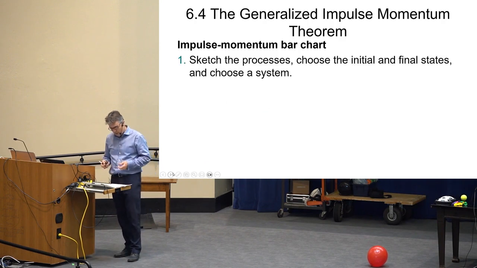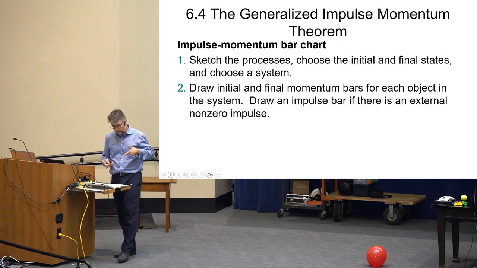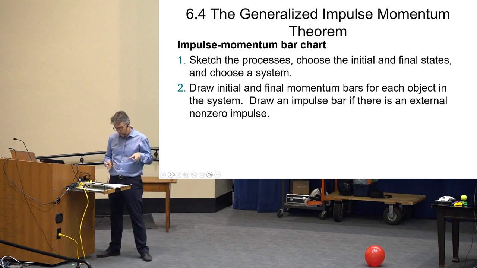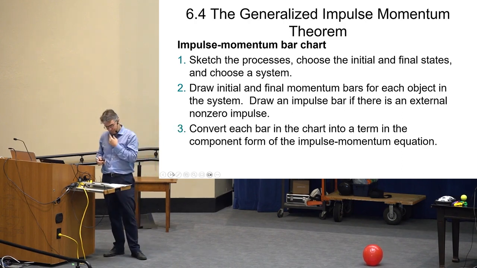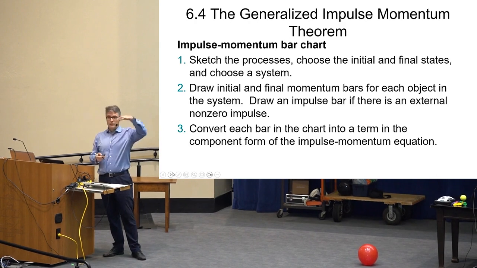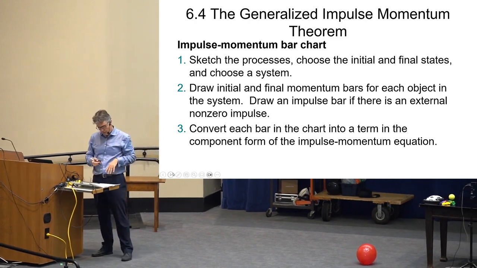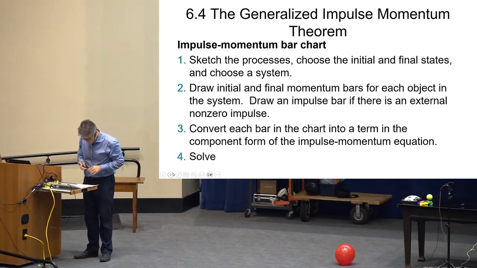So you can sketch the process, choose your initial and final states, and draw the bar charts if you want. If there's an external force, you can draw a J on the left-hand side. That adds to the initial to give the final. And then underneath the bar chart, you can put the equation and solve it out.